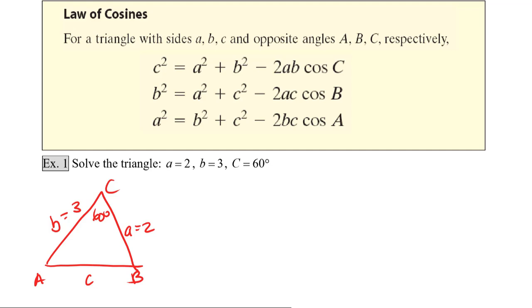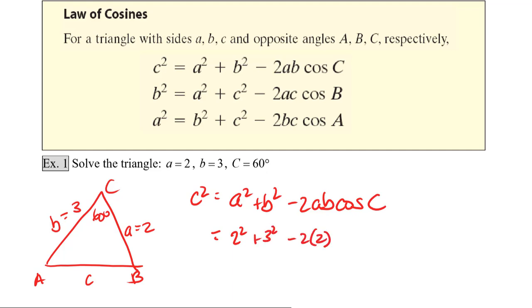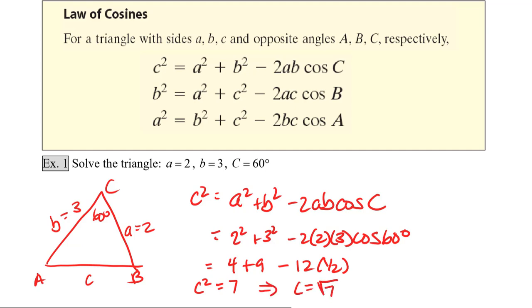So since my missing side is C, I'm going to say that C squared equals A squared plus B squared minus 2AB times the cosine of C, which is equal to 2 squared plus 3 squared minus 2 times 2 times 3 times the cosine of 60 degrees, which is equal to 4 plus 9 minus 12, and I happen to know that the cosine of 60 degrees is 1/2, and so finally we get that C squared is equal to 7, which means that C is equal to the square root of 7.